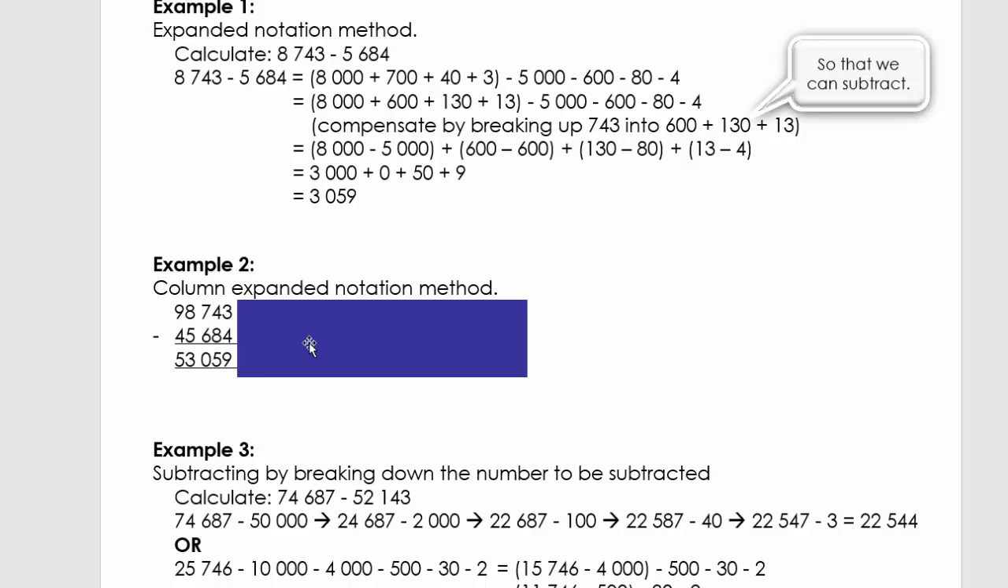I want you to pause the video now, and what I want you to do is to explain this, but where we're going to borrow, I want you to draw a line through it and then add it. Oh, sorry, subtract it.